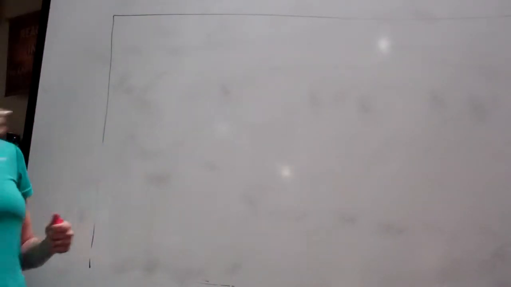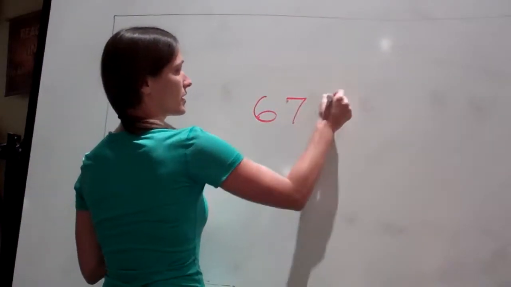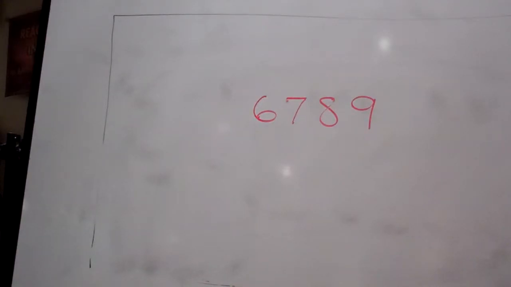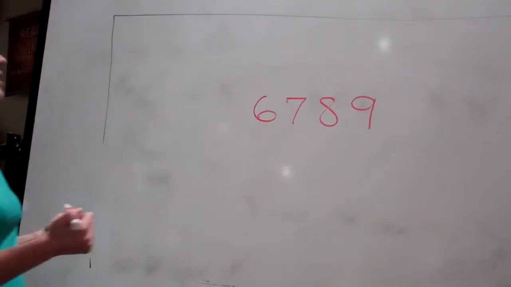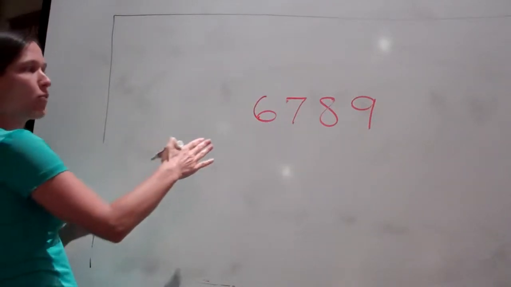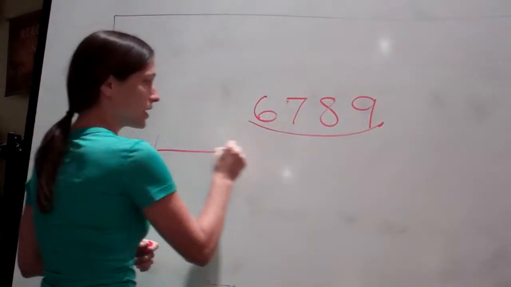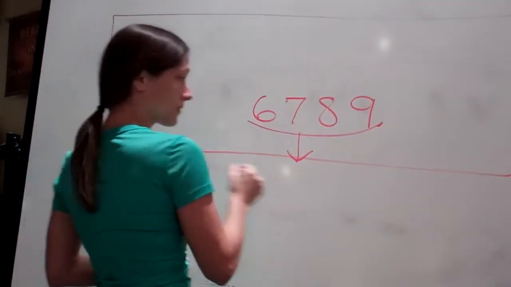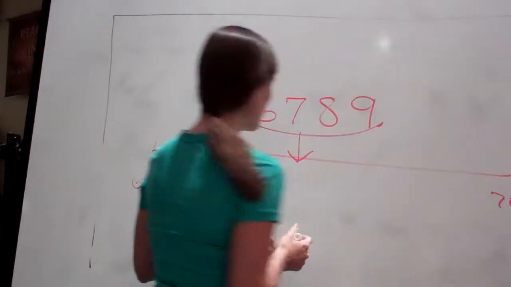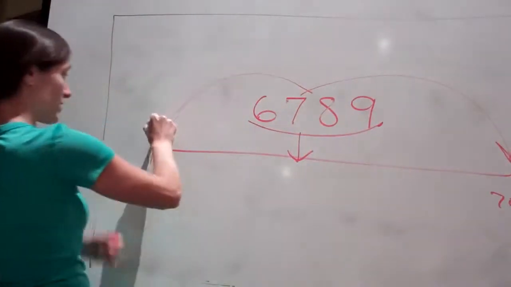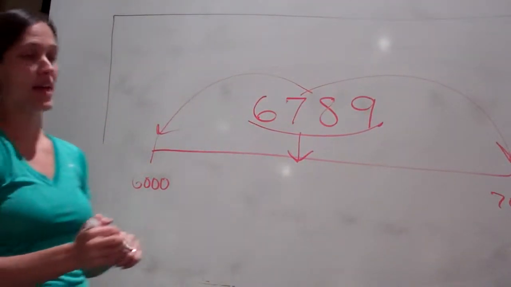So let's just take this number, 6,789. Now, if I told you we were rounding this to the nearest 1,000, Jaden? 7,000. Yes. What you would do is ask what 1,000s this number is in between. It's in between 6,000 and 7,000. Is 6,789 closer to 7,000 or closer to 6,000? It's closer to 7,000.